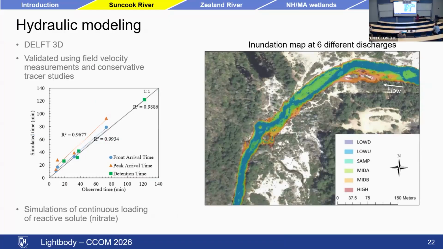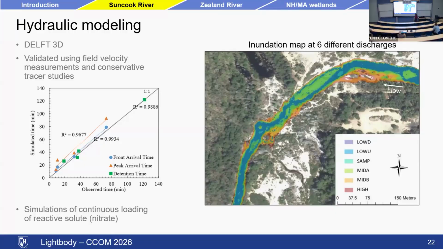So we have our tracer studies. We also took field velocity measurements at each of those discharges. We have very good bathymetry. We had some estimates of roughness. I'm skipping the details, but we put this into a hydraulic model, Delft 3D. And from that, we were able to represent the flow field.